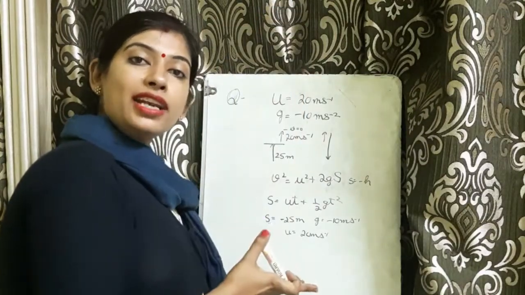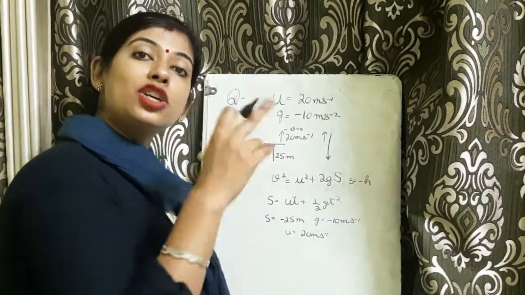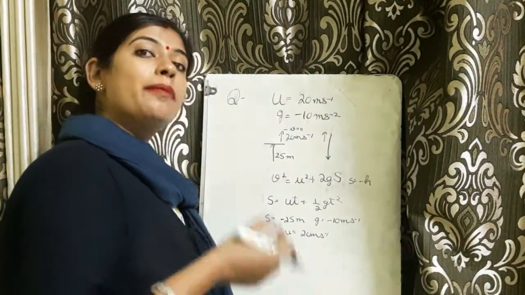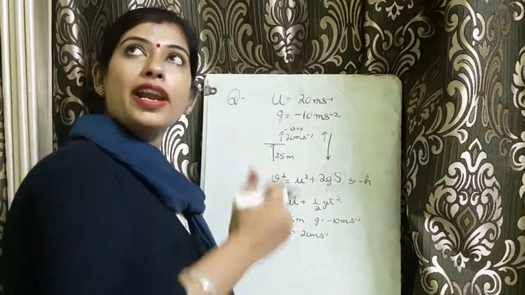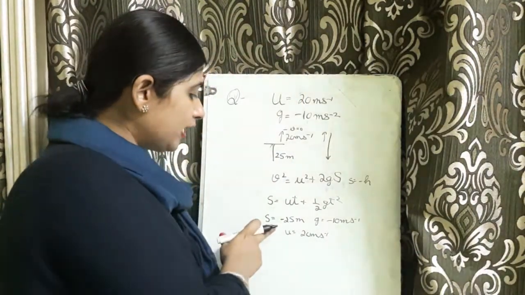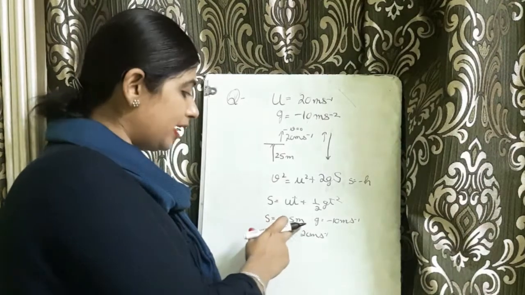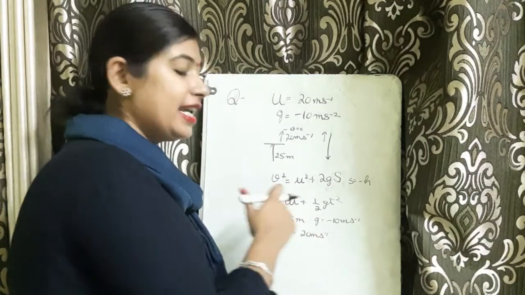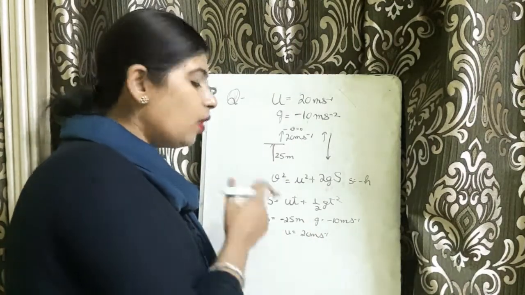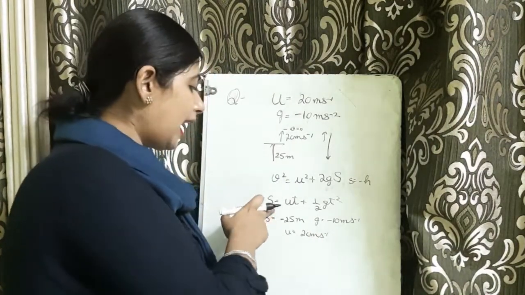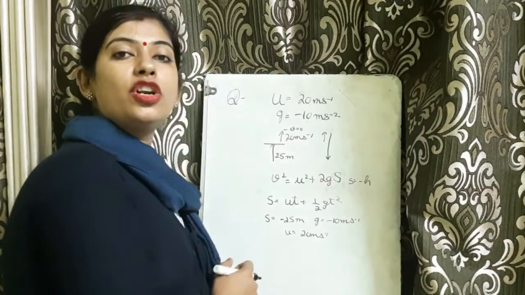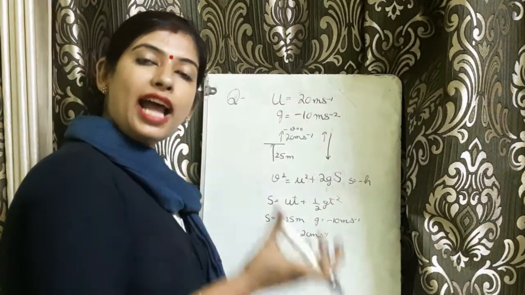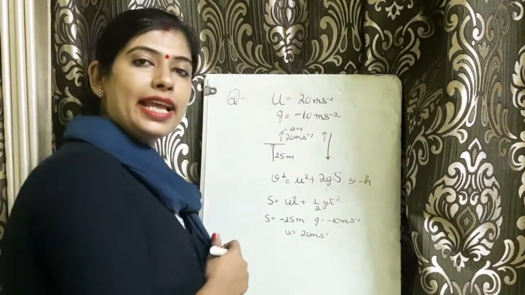In the next part, you have to calculate the total time interval of the stone, meaning the time in which it rises and then falls again. For that, you will calculate s. Take s as minus 25 meter, which is the height of the multi-story building. g is minus 10 meter per second square, u is 20 meter per second. And use the equation s = ut + 1/2 gt². By solving this equation, you will get the answer for the total time interval.